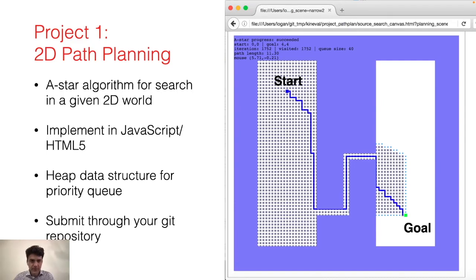The base data structure that we'll be using for this algorithm is what's referred to as a heap data structure. This heap data structure is what will maintain a priority queue for the A-star algorithm. The details of this heap data structure and how a priority queue is used within A-star will be covered later on in this lecture.